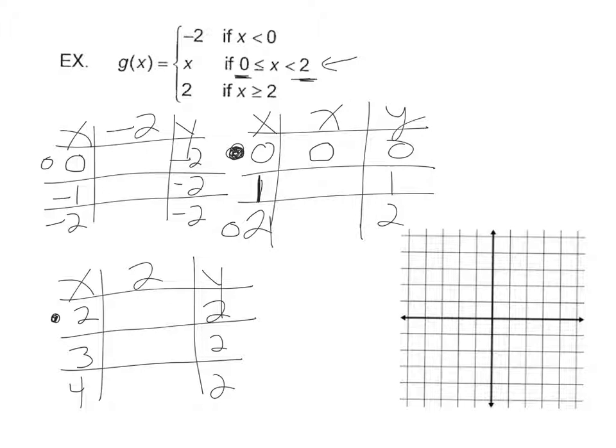Now let's graph from our 3 tables. The first table, 0, -2, is open. -1, -2, -2, -2. It's a less than, so I know my arrow is going to go to the left. Then the middle table, 0, 0 is solid. 1, 1. 2, 2 is open.